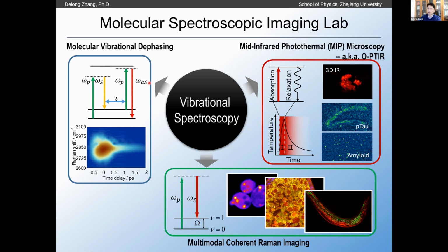From vibrational dephasing spectroscopy to multimodal coherent Raman imaging. And of course, today's topic, mid-infrared photothermal, MIP microscopy, aka OPTIR, right? There are various names of this technique.